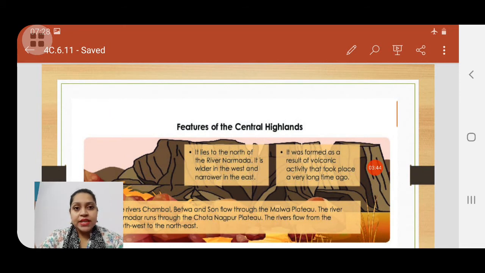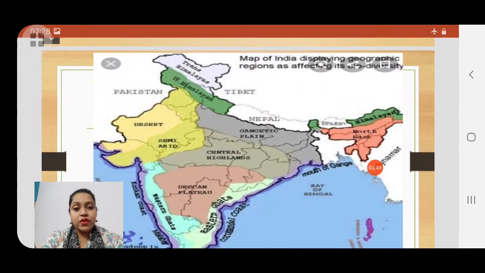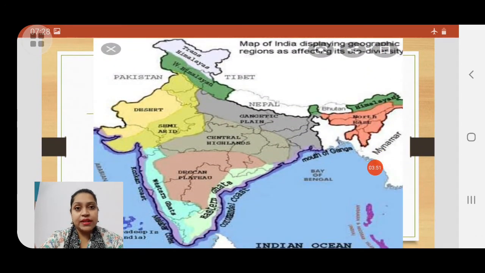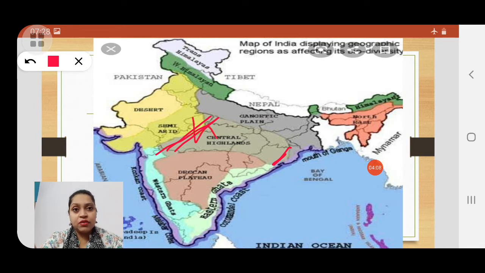It is wider in the west and narrower in the east. You can see here, children, the Central Highlands is wider in the west. Towards the west it is more broad, and towards the east it is less broad, less wide. This side is west, this side is east.